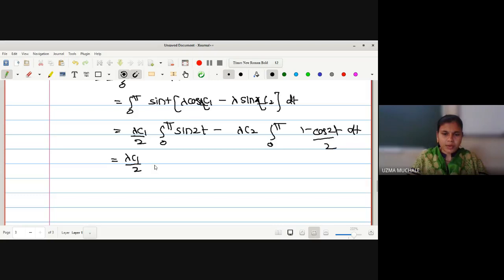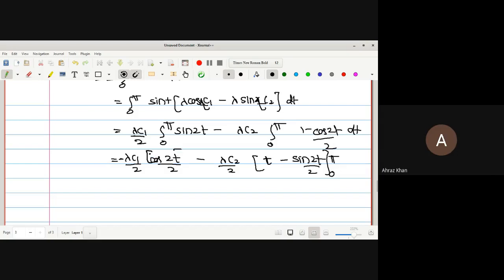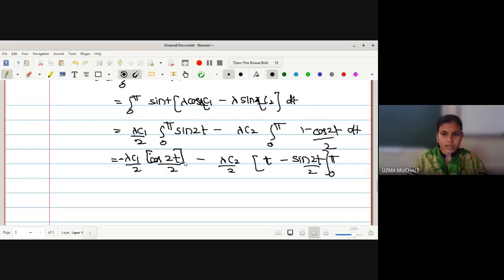Lambda c1 by 2, what is the integration of sine? It is with minus sign, cos of 2t upon 2, minus lambda c2 by 2, what is the integration of 1? It is t, minus integration of cos is sine 2t upon 2, within the limit 0 to pi. Is it upon 4, ma'am? It is 4.